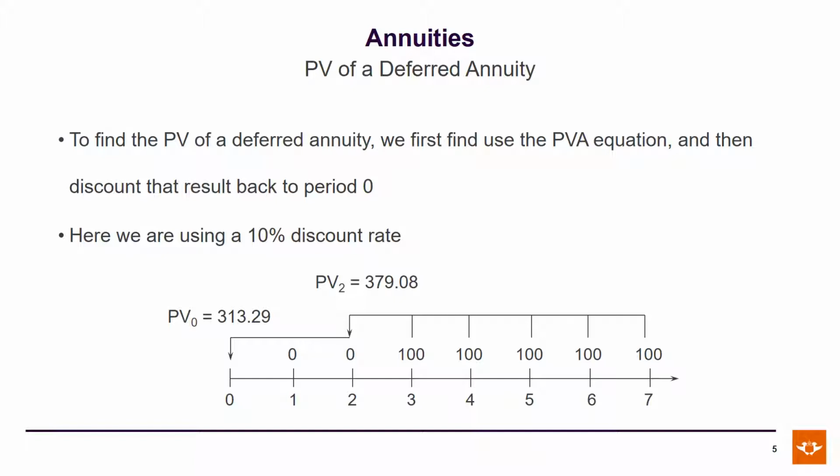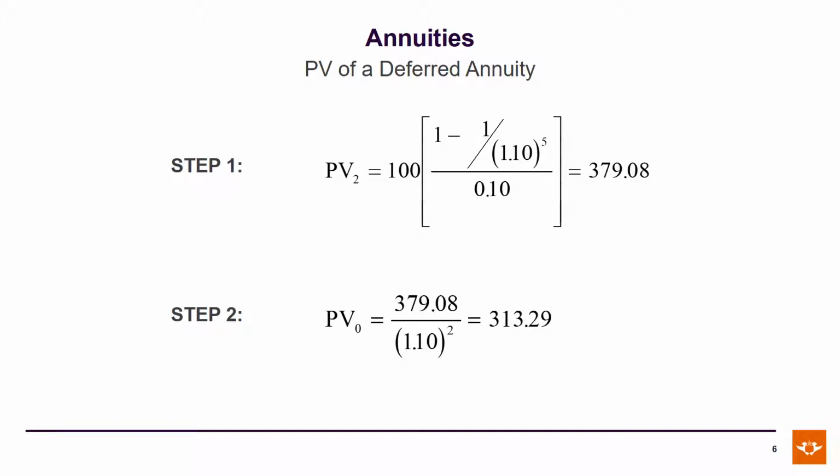So if we're using a 10% discount rate, we find the present value of the deferred annuity, which at time 2 is 379 Rand and 8 cents, and then we've got to discount that for the further 2 periods to bring it back to time 0, which is 313 Rand and 29 cents. And if we look at the next slide, it shows us that in more detail.